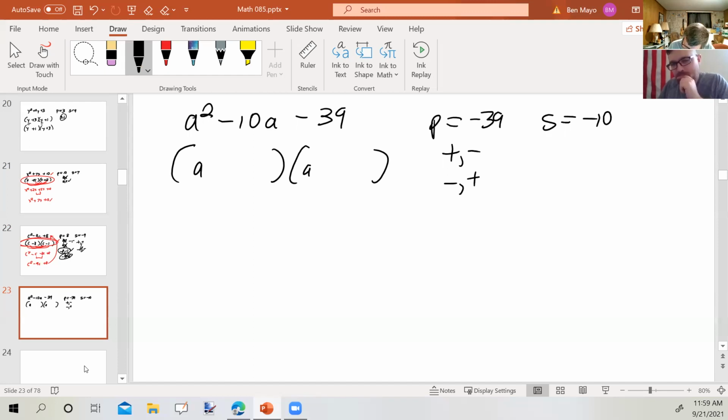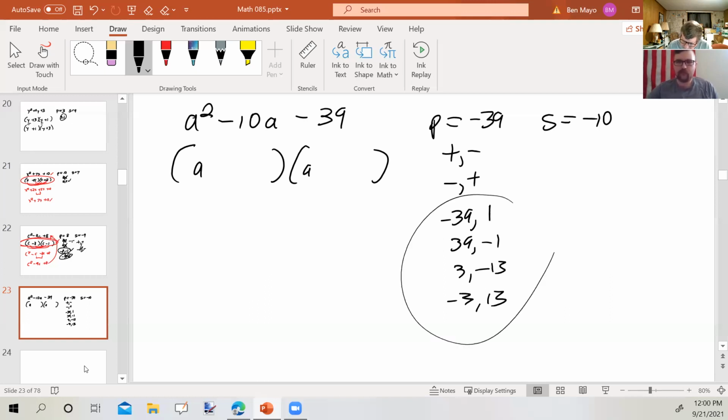Okay, well, let's see. -39 could be -39 and +1, or it could be 39 and -1, or it could be 3 and -13, or -3 and 13. I think that's all the possibilities. So all of these have the correct product. They all multiply together to give you -39. But which of them, if any, have a sum that's -10? This one.